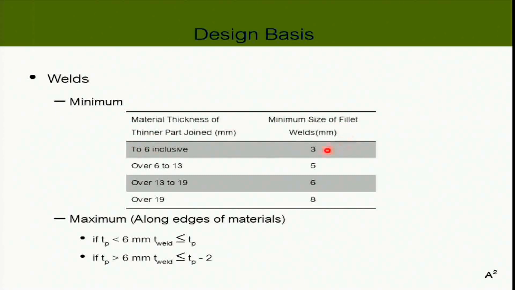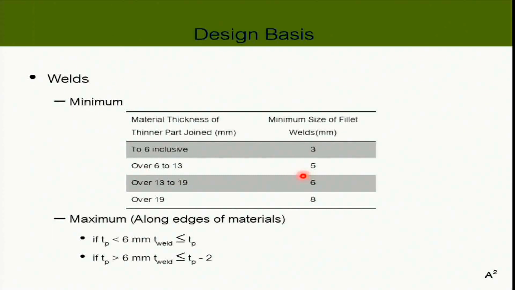So that means the minimum size of the fillet weld required would be 3 millimeters. You can use bigger than that, but you cannot use smaller than that. Okay? If it is between a 12 millimeter plate and a 25 millimeter plate, you're going to have to use 5.